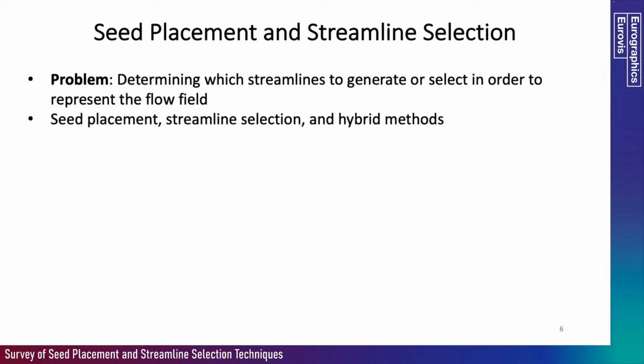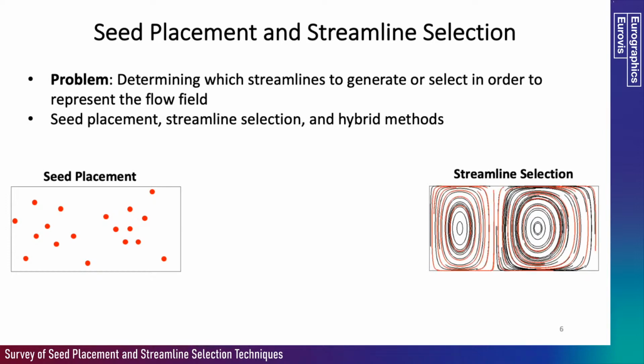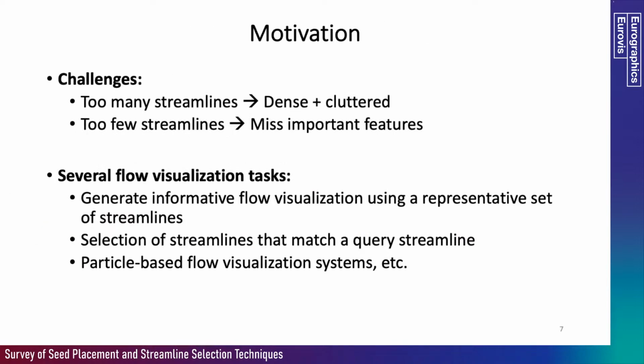So now a challenge in flow visualization is determining which streamlines to generate or select in order to represent the flow field. Algorithms have strategically placed seeds or made an informed selection of streamlines, or some hybrid method which uses both to generate a representative set of streamlines. Although there are many integration-based techniques, we focus only on integral curves and particle-based systems in this report. The rest of this talk focuses on topics pertaining to seed placement and streamline selection techniques.